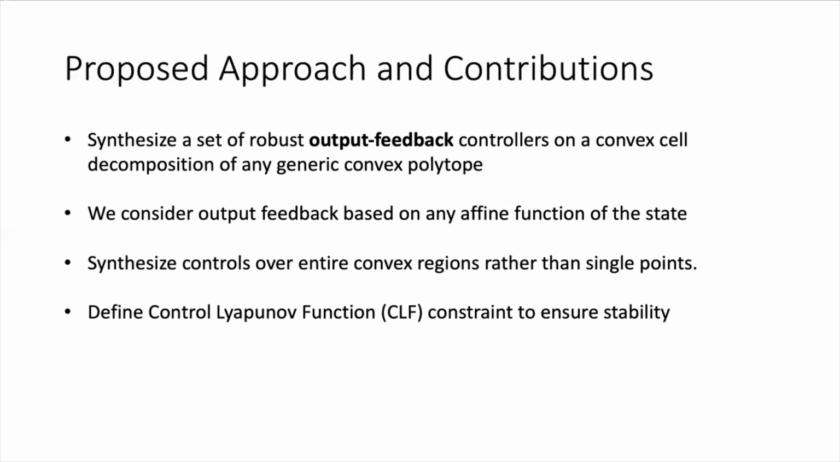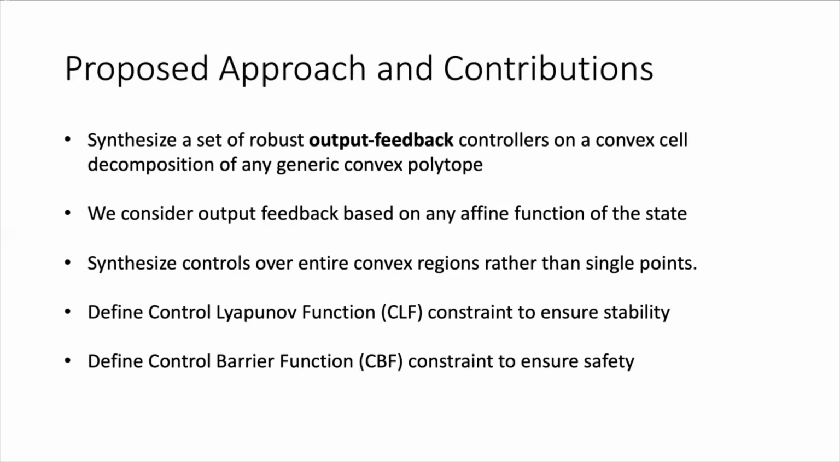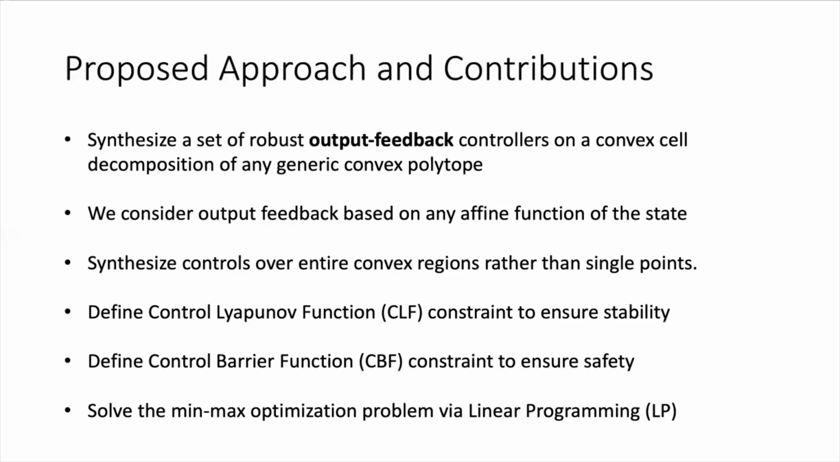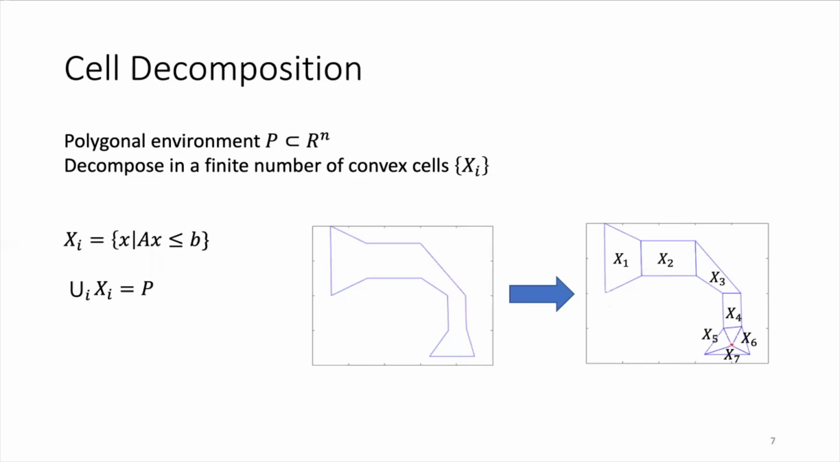Then we design constraints in terms of control Lyapunov functions to ensure stability and control barrier functions to ensure safety through all the states in the cells, while automatically balancing the two aspects to maximize robustness. Then we solve the min-max optimization problem by linear programming to find the controller. Assume we have a polygonal corridor.